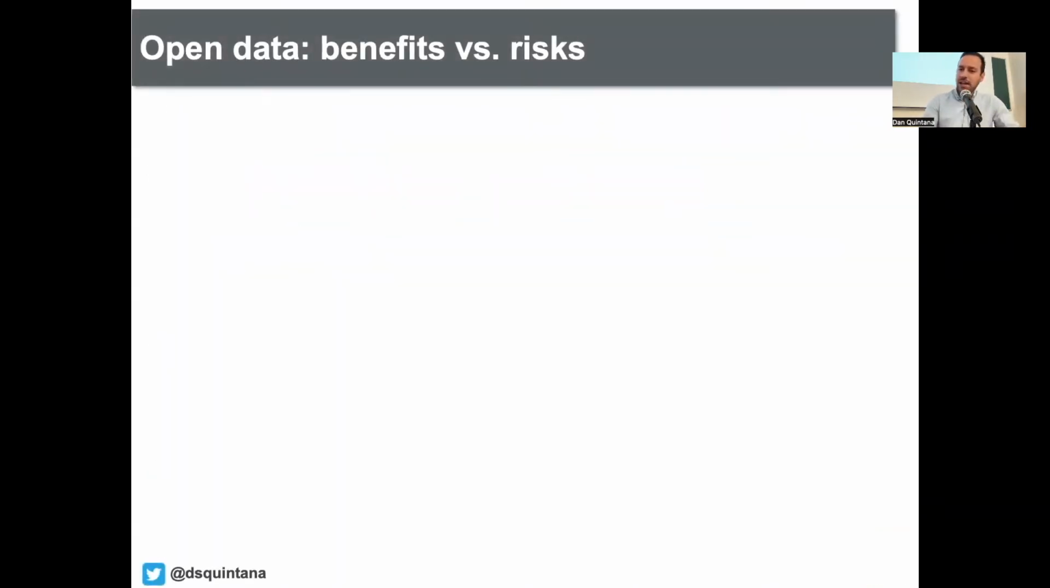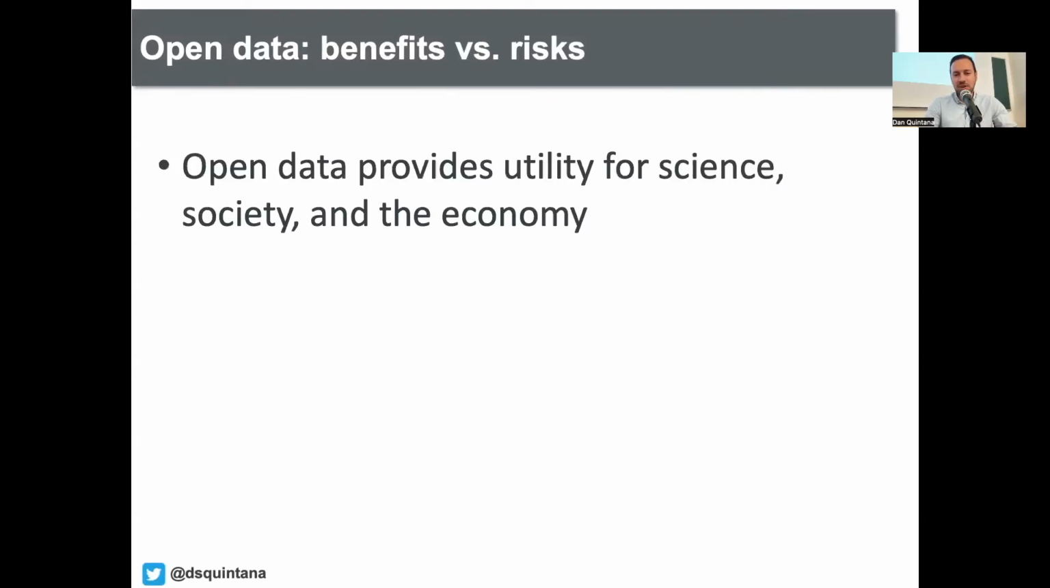So it's very relevant to be talking about open data when we're talking about reproducibility. And there's a number of benefits, of course, but there's also a number of risks. But in terms of the benefits, open data is super important because it provides an incredible amount of utility for science, society, and the economy. Doing research is incredibly expensive. So by not sharing data, you are potentially replicating what a lot of other people are doing and keeping the data to yourself. By sharing the data, other people can do exploratory research and they can generate new hypotheses.